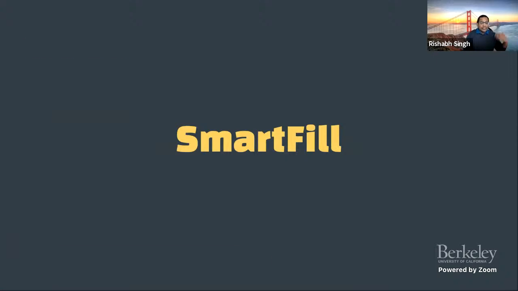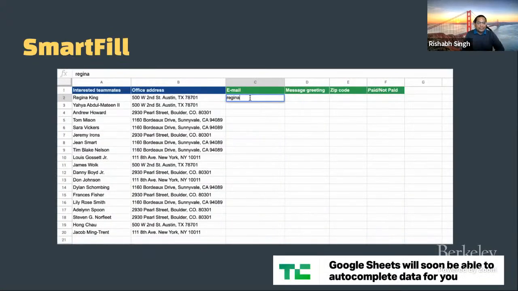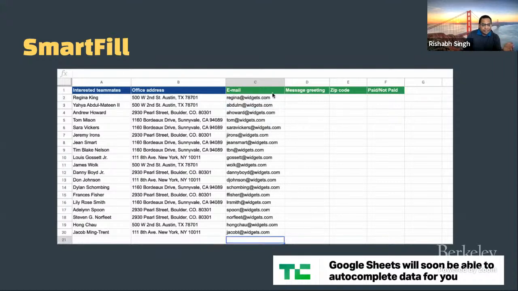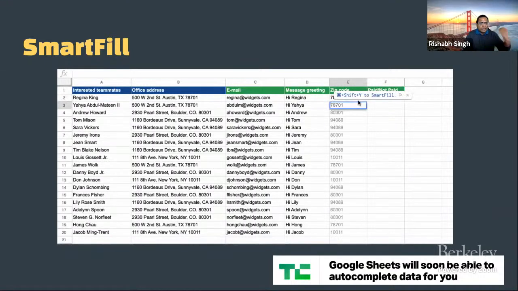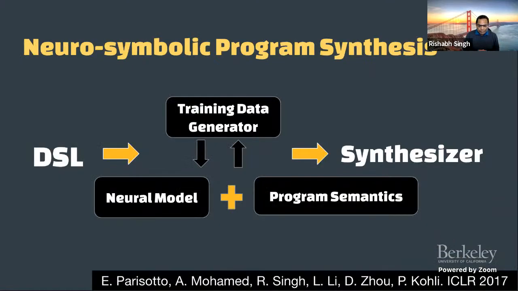For this, and also for other systems, I'll use an example like this. There's a system called SmartFill now in Google Sheets, which allows users to write input-output examples of the desired thing they would want their data to be transformed to, and then it learns programs in the Sheets language that are consistent with the examples.